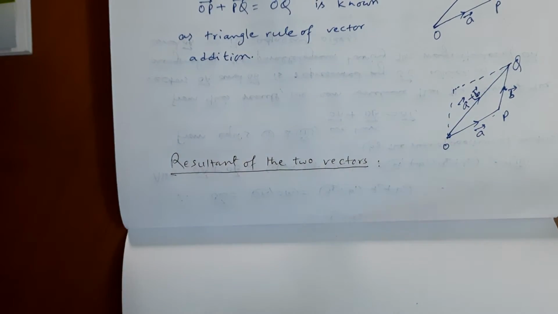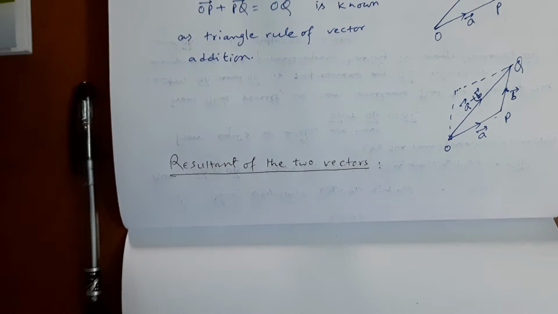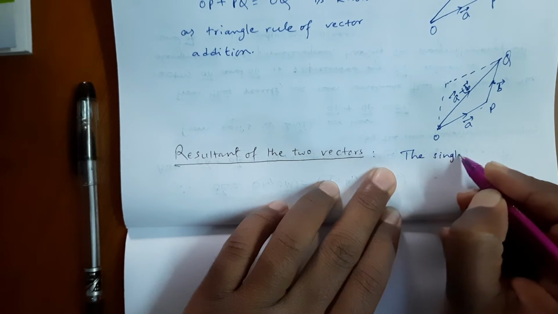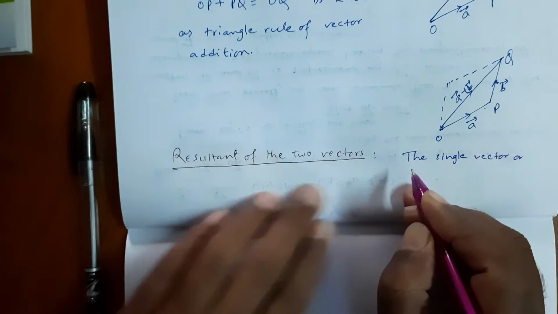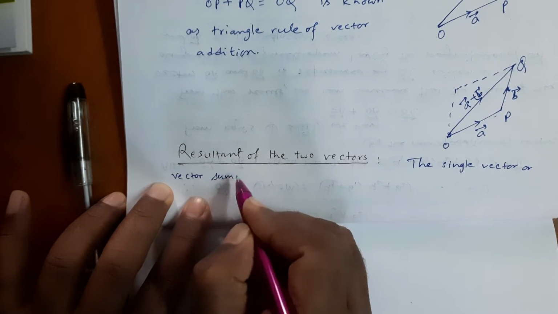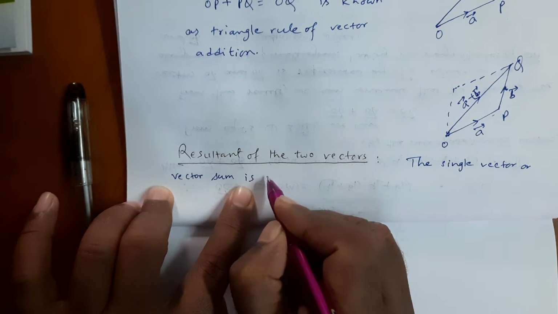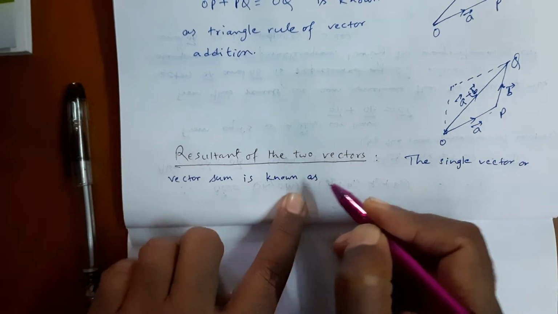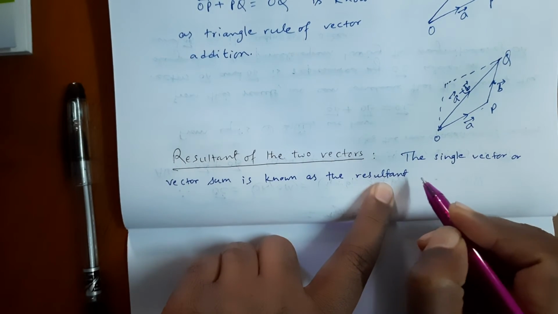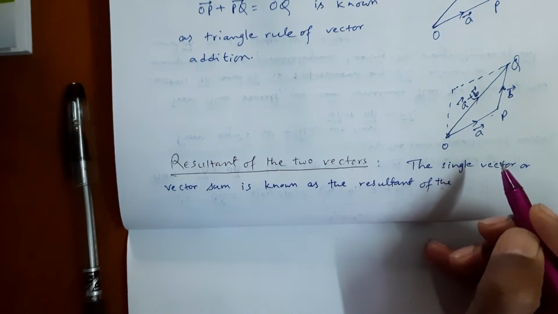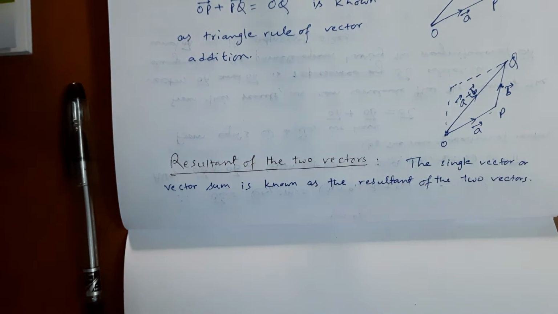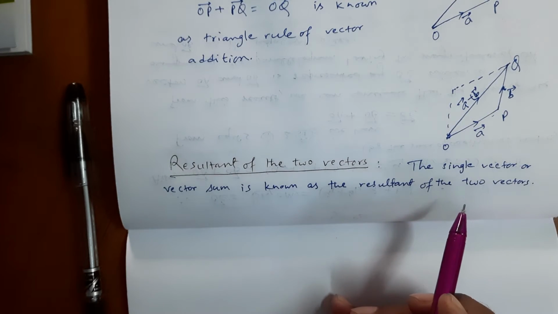Resultant of the two vectors. The single vector or vector sum is known as the resultant of the two vectors. Okay, the single vector or the vector sum is also known as the resultant of the two vectors.